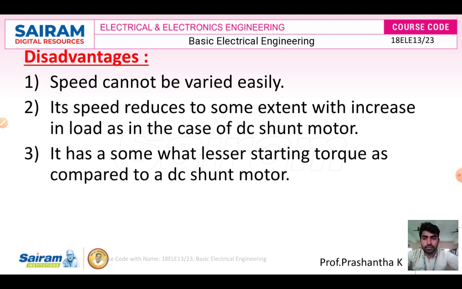The disadvantage is that speed cannot be varied easily, and the speed reduces to some extent with an increase in load, as in the case of a DC shunt motor. It also has a somewhat lesser starting torque compared to the DC shunt motor. So the starting torque is less.